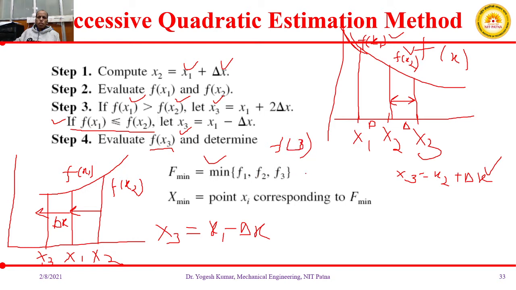to the minimum of these three. Suppose f3 is having the least value, or f2 is having the minimum value, or f1 is having the minimum value. Who is having the minimum value? We will equate it to f minima, and the corresponding point, suppose if your f3 is minimum, then the value x corresponding to your f(x3) will be called your minimum point, x minimum.